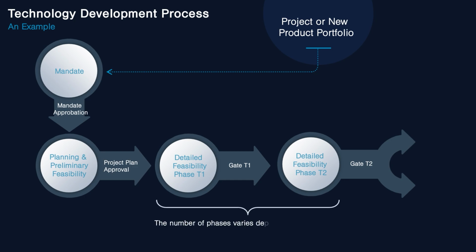Note that the number of phases in the technology development process will vary depending on the technology needs and complexity. Once the technology is developed, it can either be integrated into a product development, which is what would happen with a standard PDP, or it can be deployed if it's a standalone technology by using a classical project management process. This is the case when a new technology is integrated into an operational process to improve efficiency and reduce cost.